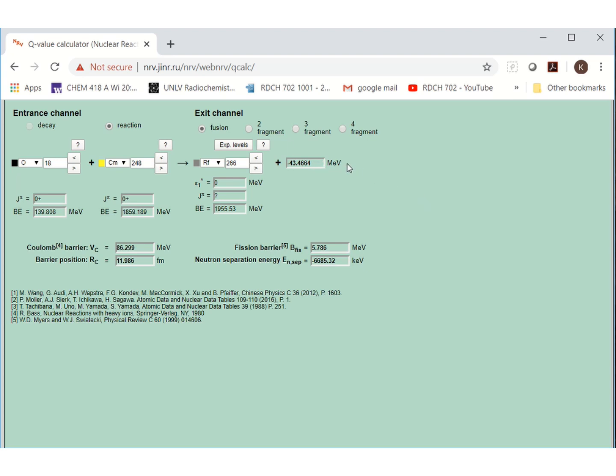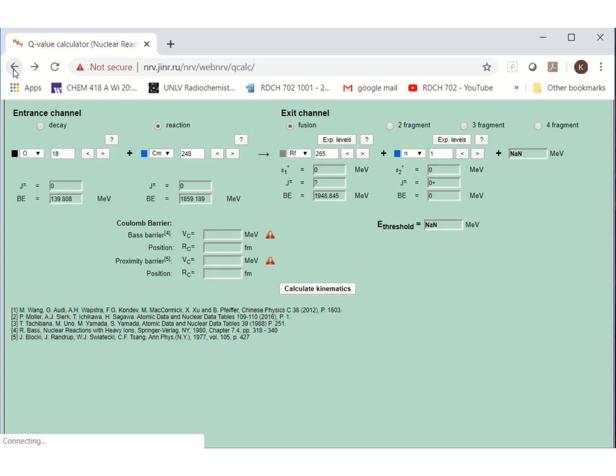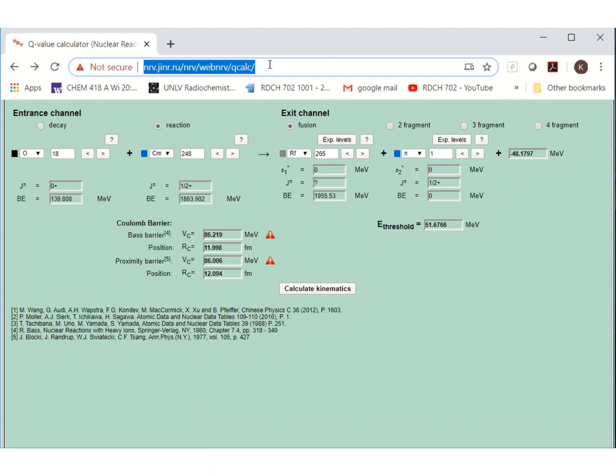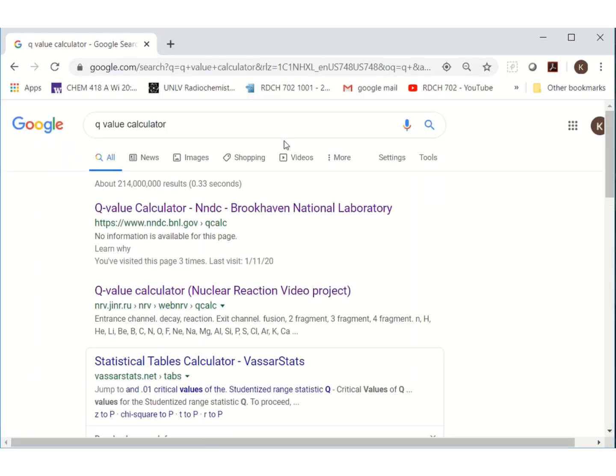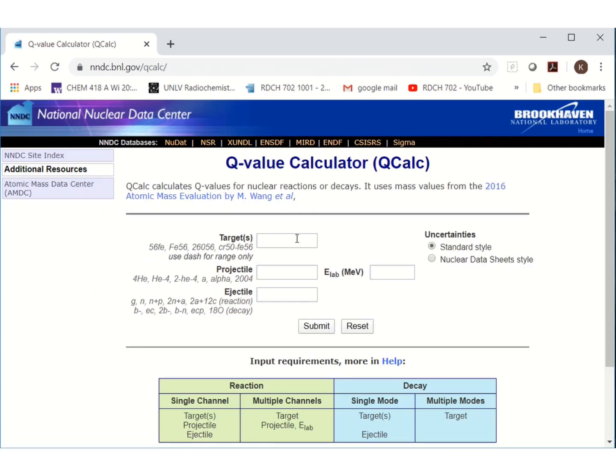What this shows you is that these Q value calculators can be used to describe any reaction one is interested in. For the course, you're more than welcome to use the Q value calculators for any exercises, including the exams that call for them. So let's try to make the one that I did in graduate school. My target was curium-248, my projectile was oxygen-18, and I made rutherfordium-261. I'll submit that.